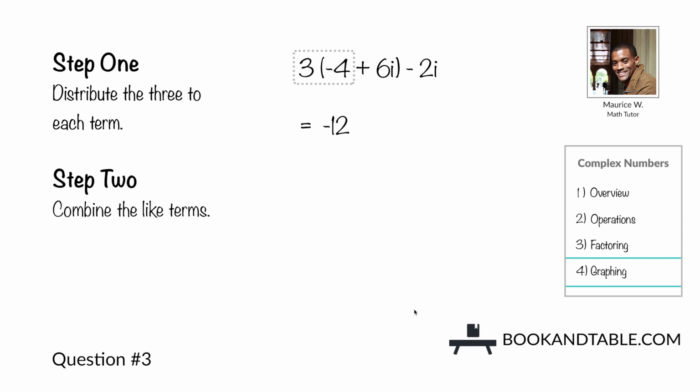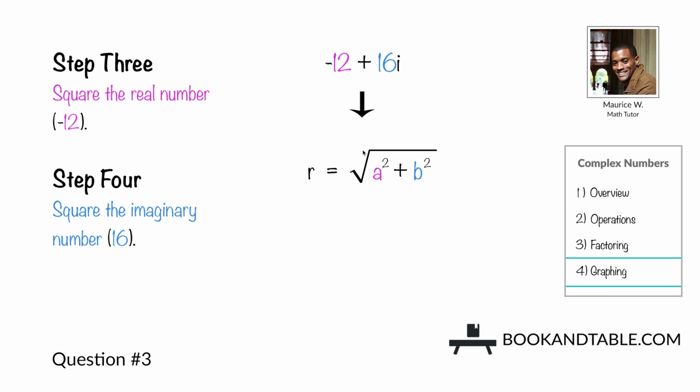Question number 3. We'll first have to expand and then simplify this expression to a complex number before we are able to plug the real number and the imaginary number into our formula. So the first step is to distribute the 3 to each term in this set of parentheses here. 3 times -4 is equal to -12. 3 times 6i is positive 18i. We then bring down the -2i. And 18i minus 2i gives us 16i. And now we can use -12 plus 16i to calculate the modulus.